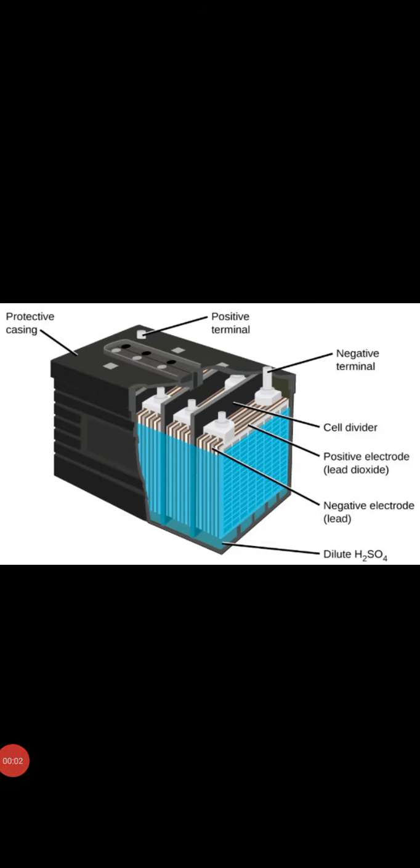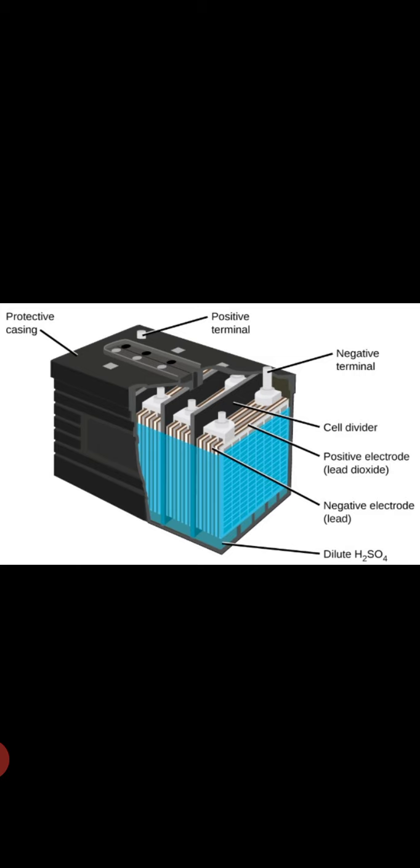Now after completing the primary cell, we'll move to the secondary cells. Secondary cells, the cells which can be recharged by passing a direct current through them, are called secondary cells. In primary cells, as I said, it cannot be recharged because the reaction takes place in one particular direction. It cannot be reversed by any external energy.